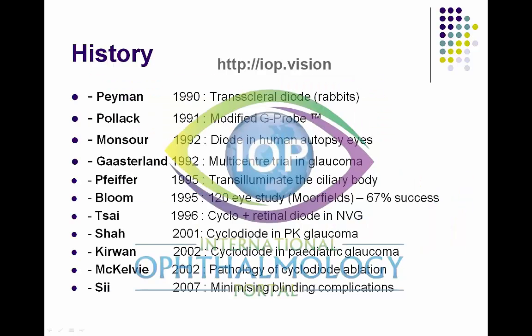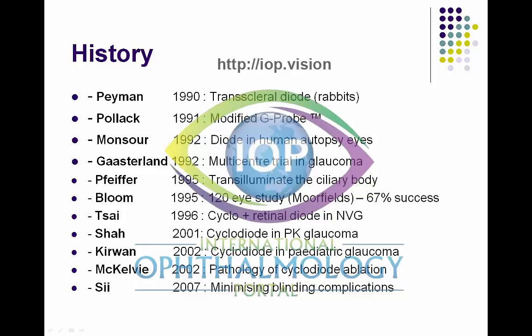Let's just start off with a little bit of history. So trans-scleral diode was used in 1990, reported by Payman. In 1991, Pollock introduced the modified G probe. In 1992, Mansour did some diode in human autopsy eyes. And in 1992, we had one of the large multi-center trials of the use of diode laser cycloablation in glaucoma.